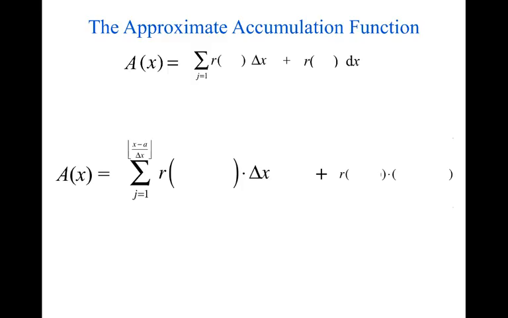Next thing was, what is the rate? What x value gives us the right rate for the jth interval? For the jth interval, we need to go over a plus (j minus 1) delta x. That gets us to the left side of the jth completed interval.